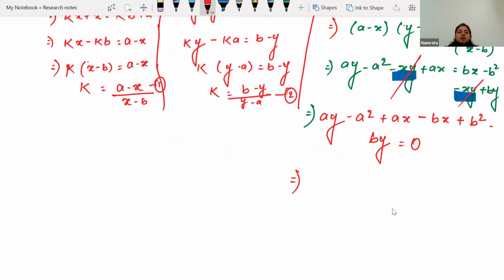Let's try to take the common factor. So a square and b square, let's keep both of them together. So we will be having b square minus a square. I'm keeping it together.